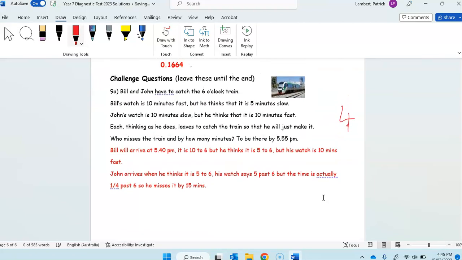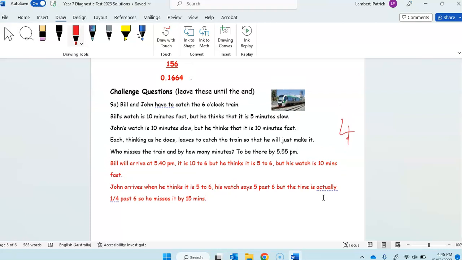All right, now, Bill and John have to catch the 6 o'clock train. So we want them to be there by 5:55 in reality. Bill's watch is 10 minutes fast, but he thinks that it's 5 minutes slow. So if it's showing 10 past 12, he thinks it's 12 o'clock, but it's actually 12:15. John's watch is 10 minutes slow, but he thinks that it's 10 minutes fast. So it's 10 minutes slow, so it's the actual time. Each thinking as he does leaves to catch the train so that he will just make it. Who misses the train and by how many minutes? To be there by 5:55.